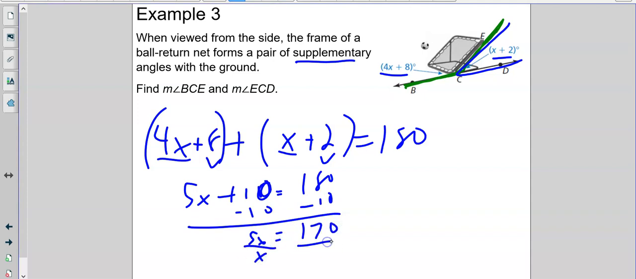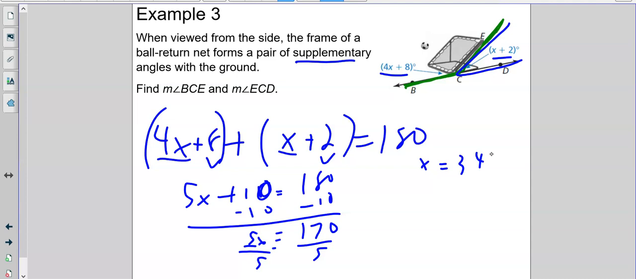And then I'm going to divide by, no, I'm not going to divide by x. That's just silly. That makes no sense at all. I'm going to divide by 5. And that's going to give me x equals 34 degrees. Okay? Or actually x just equals 34 because we're not finding an angle. We're just finding x.